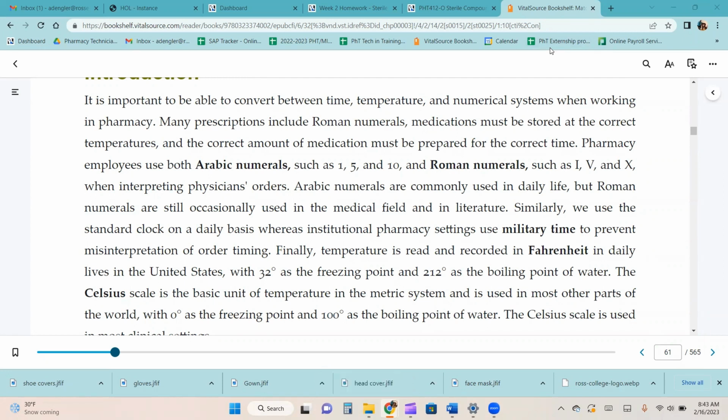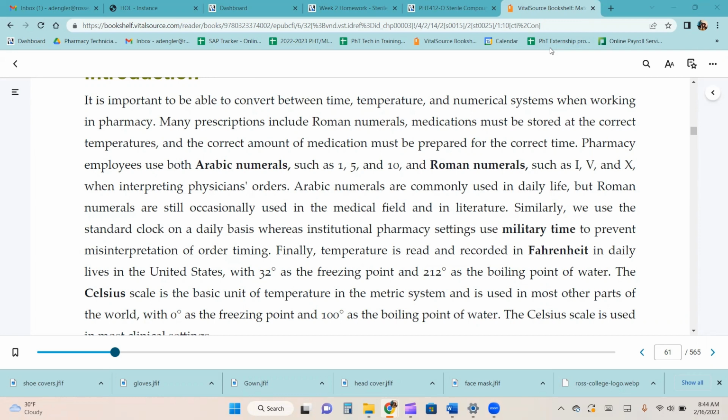It is important to be able to convert between time, temperature, and numerical systems when working in pharmacy. Many prescriptions include Roman numerals. Medications must be stored at the correct temperatures, and the correct amount of medication must be prepared for the correct time. Pharmacy employees use both Arabic numerals, such as 1, 5, and 10. Arabic numerals are numbers we work with every day, and Roman numerals are the letter numbers such as I, V, and X, and we use these both to interpret physicians' orders. Arabic numerals are commonly used in daily life, but Roman numerals are still occasionally used in the medical field and in literature.